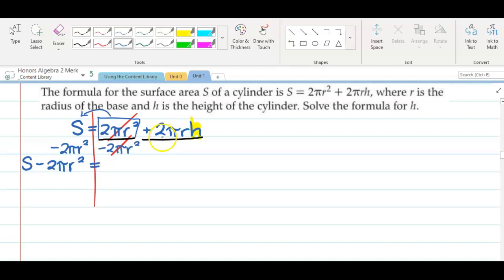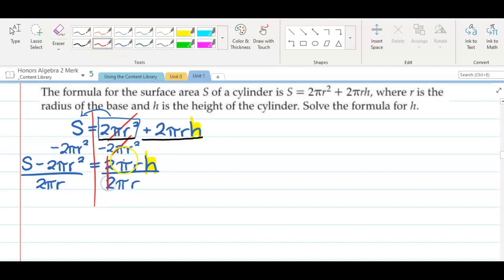On the right side, what's left? 2 pi r h. Remember, we're trying to get h by itself. This is one term. It has 1, 2, 3, 4 pieces that make it, and they're all multiplied together. So to get rid of 2, I would divide by 2. To get rid of pi, I would divide by pi. To get rid of r, I would divide by r. And it's okay to do that in one step.